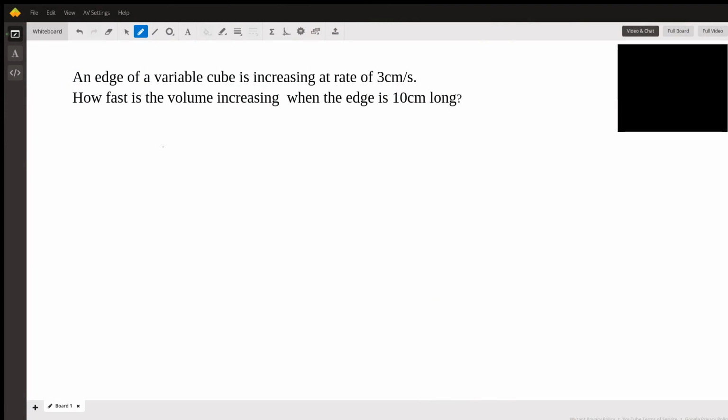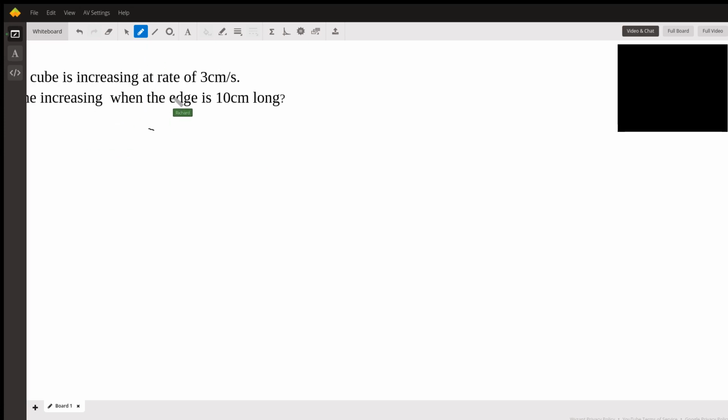This is a calculus question having to do with the volume of a cube. And so that's where we're going to start. We'll start by writing the volume of a cube, write the formula for that.